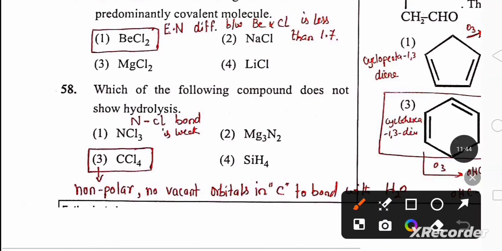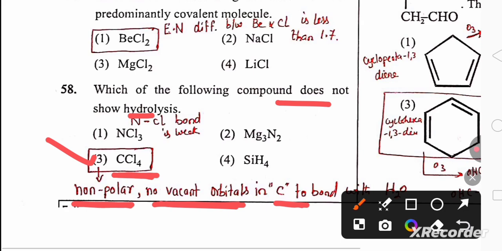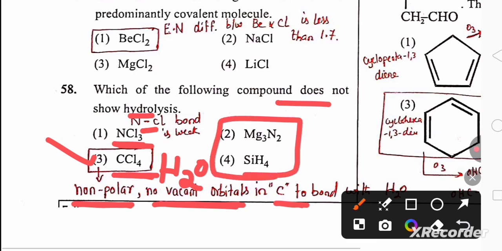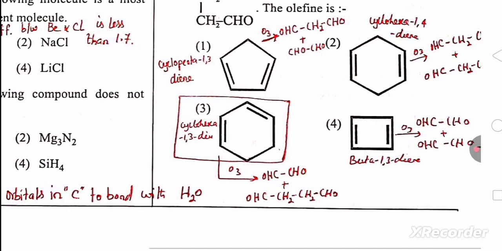Next question, which of the following compounds does not show hydrolysis? So among the given four options, carbon tetrachloride does not react with water, does not undergo hydrolysis, because first of all, carbon tetrachloride is non-polar, and second, in carbon tetrachloride, carbon does not have any vacant orbital to form a bond with water, whereas in the remaining cases, in NCl3, the N-Cl bond is weak, it can easily be broken. Mg3N2 and SiH4 can also react with water, but CCl4 does not react as it is non-polar.